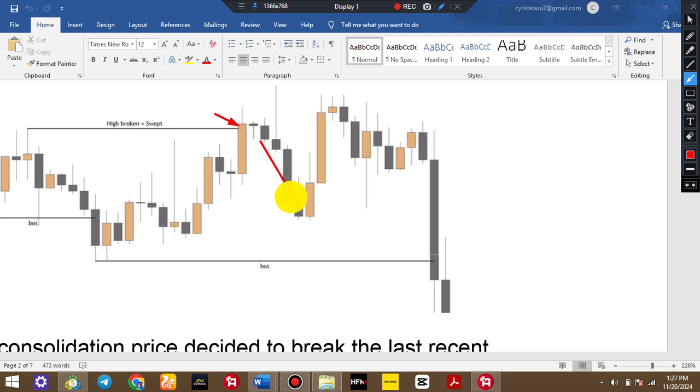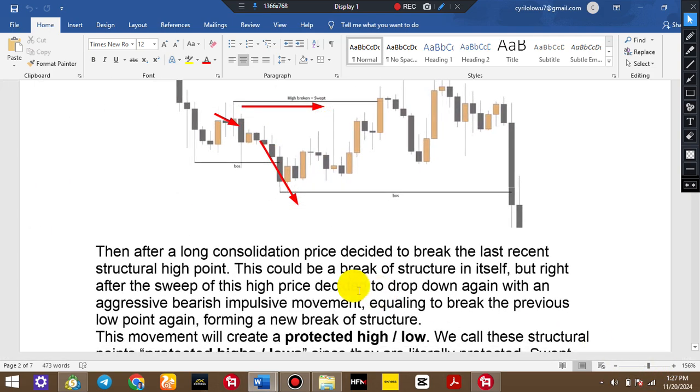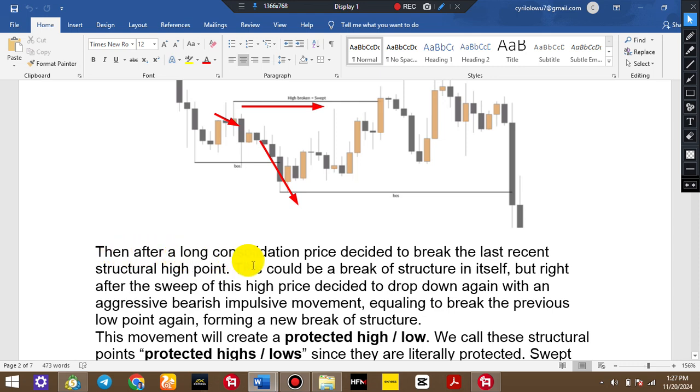But proceeding further, we now have price breaking above it with not just a wick, but a full body. So this time around, we can no longer say that this is a valid high. But I'm not going to conclude everything, so let's go with the explanation based on what we have here. Now they said, after a long consolidation, price decided to break the last recent high.